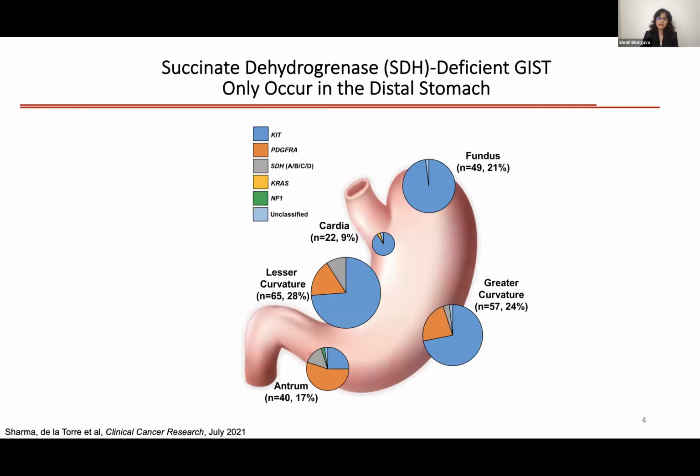What is SDH? SDH is succinate dehydrogenase, and it is an enzyme which is present in one of the organelles, which I'll be talking about in my next few slides. When we look at the anatomy of the tumors, we do find that these SDH-deficient tumors are mostly present at the distal end of the stomach, whereas the other tumors are also present at other sites, like the antrum or the fundus, the beginning of the stomach.